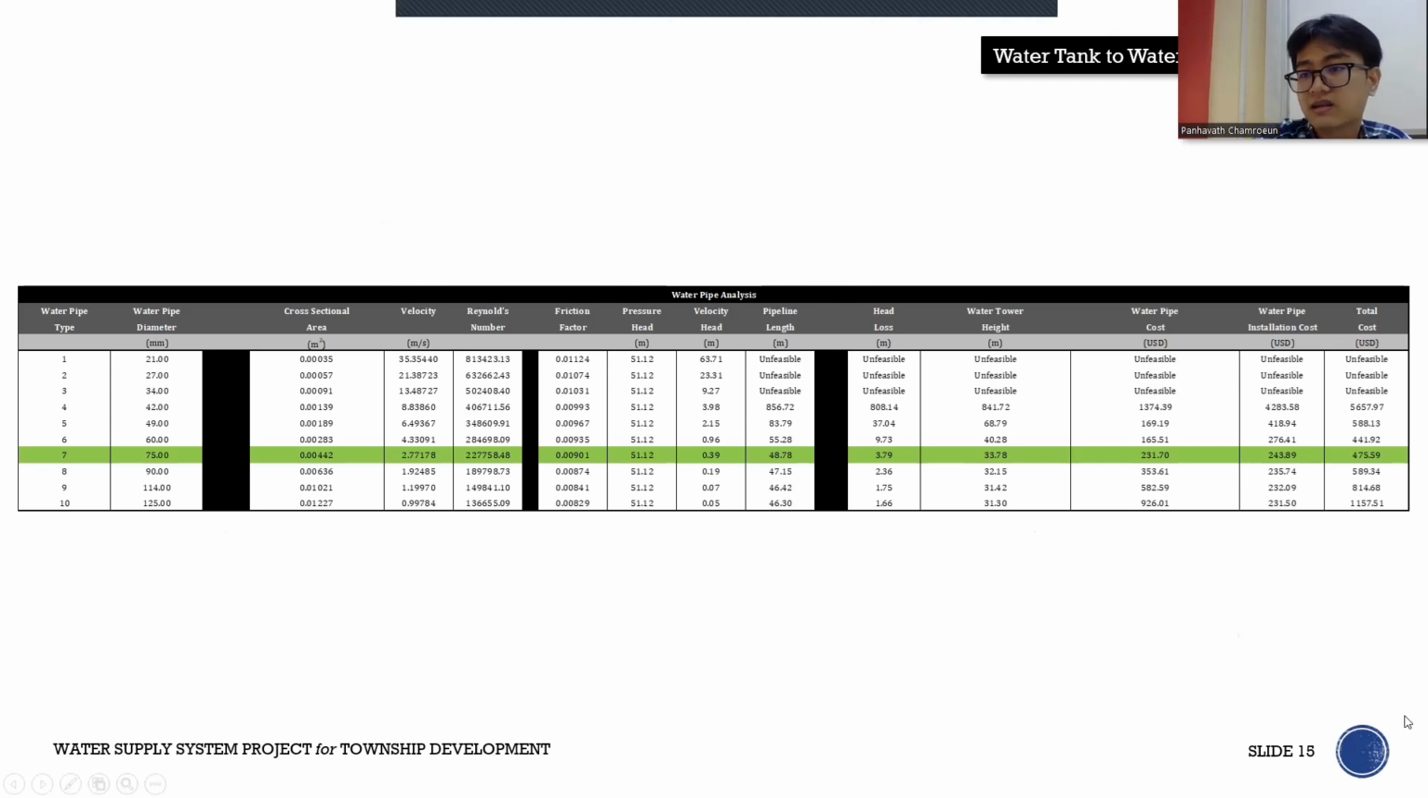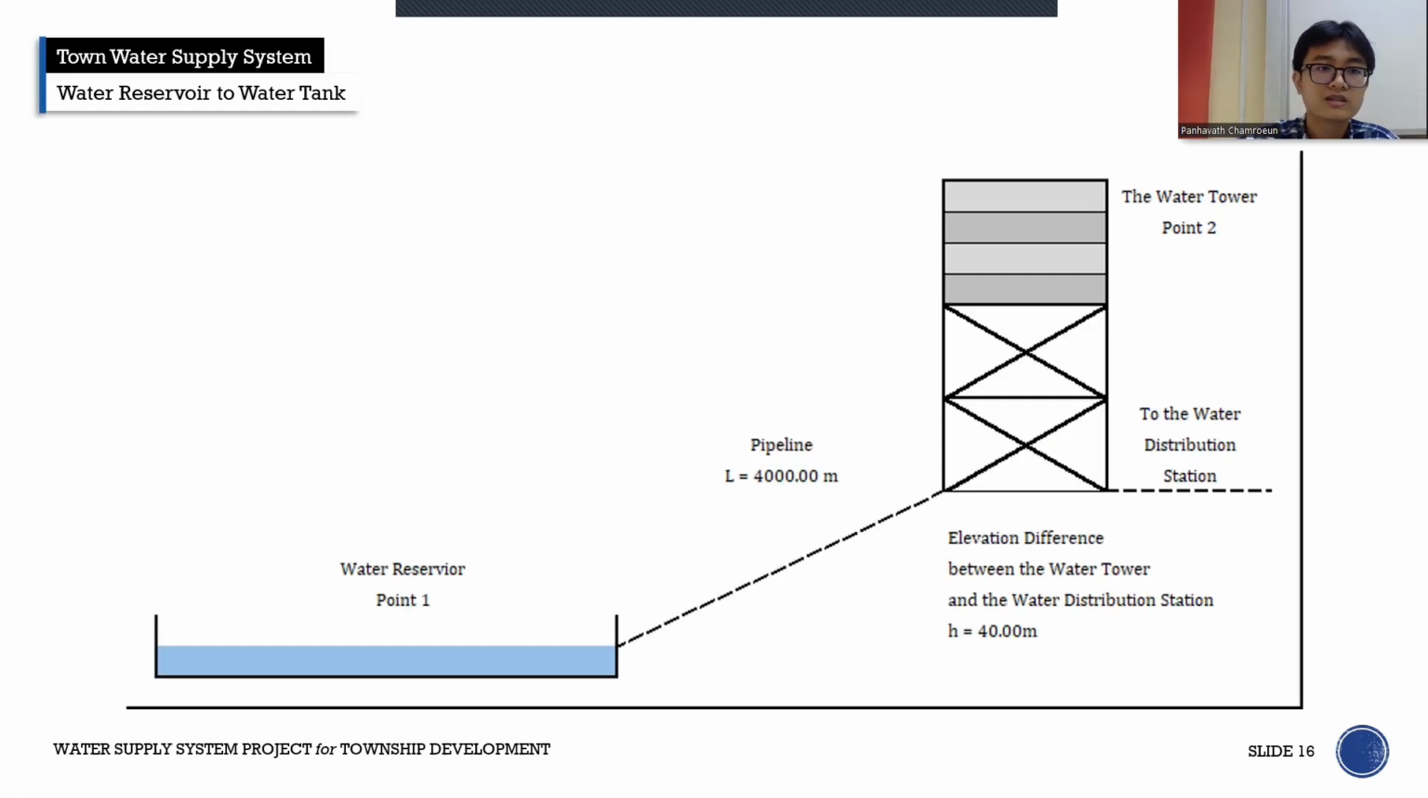And see here, the green line from the total cost is the most preferred out of every option here. And see here at the final, the most right table. So let's move on to the next part, which is water reservoir to the water tank.